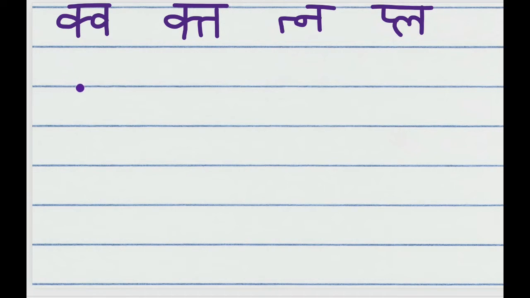Only for r, it's a little different. Suppose I want to write kr, then we have to write it like this. We don't write k half and join it with r, but instead we write like this. This is kr, k plus r. Same for other alphabets. If I want to write tr, then ch plus r, it's written like this, tr. Pra, if I want to write pra.